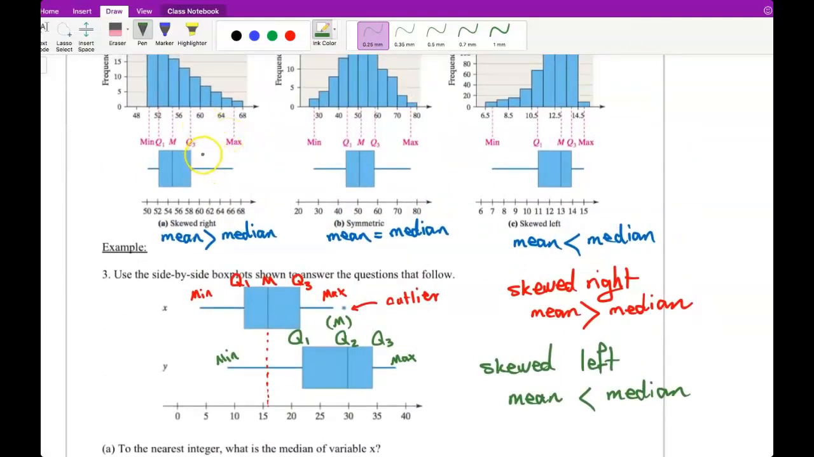Hope you remember these. Let me write it. What we had for skewed right was that we had a longer right tail. So the right tail is longer than what we have on left. So long right tail. And here we had long left tail.